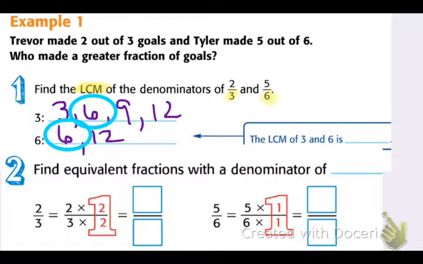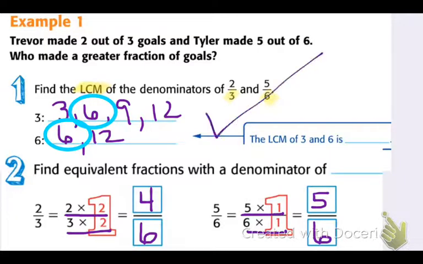Done. Step 2, create those equivalent fractions. We're going to use 6 as our new denominator. We want our fractions to have the same denominator. It's easier to compare if they have the same denominator. Well, 3 times 2 is 6. And what I do to the bottom, I have to do to the top. What's 2 times 2? That's 4. 6 times 1 is 6. And 5 times 1 is 5. Step 1, find the lowest common multiple. That was 6. Step 2, create equivalent fractions.